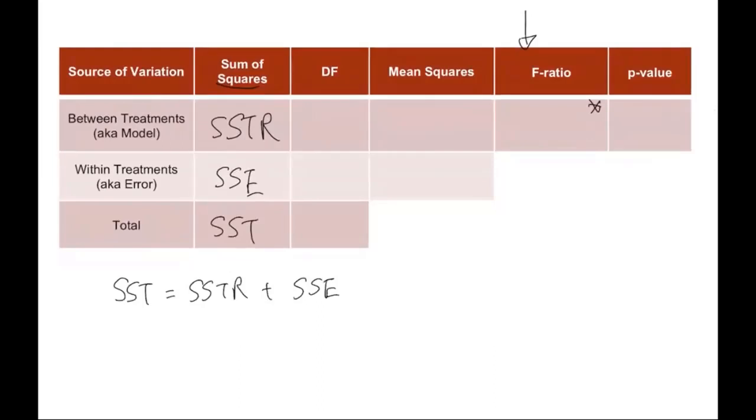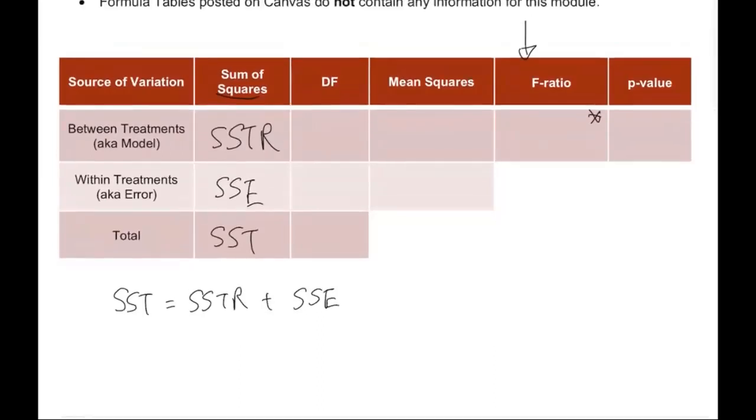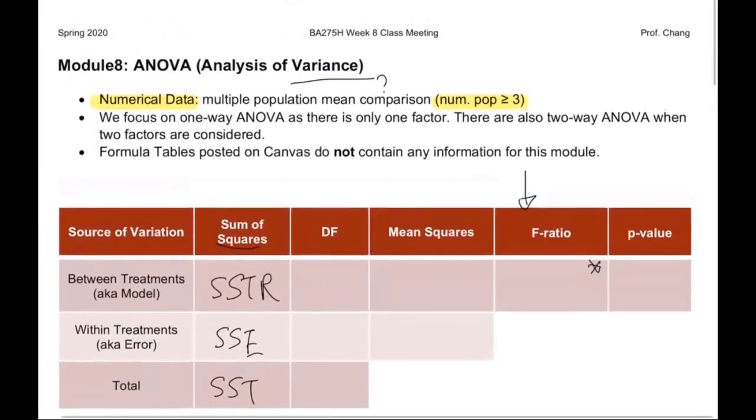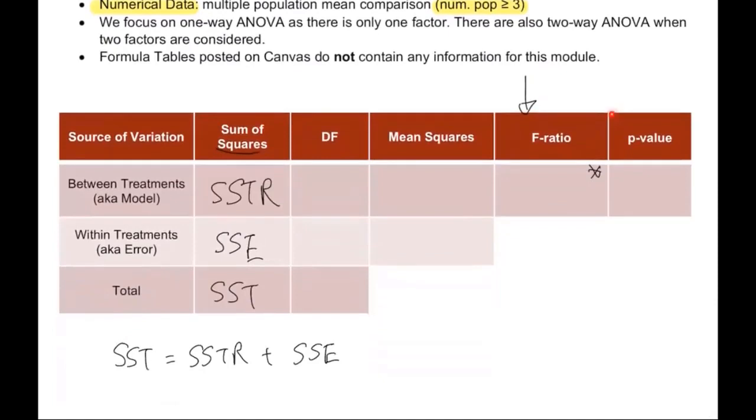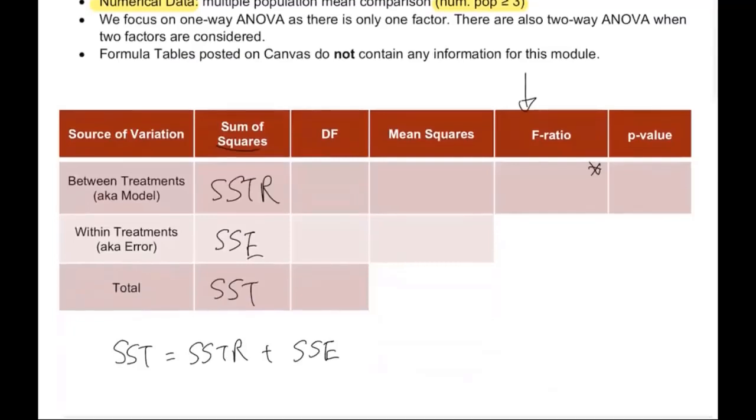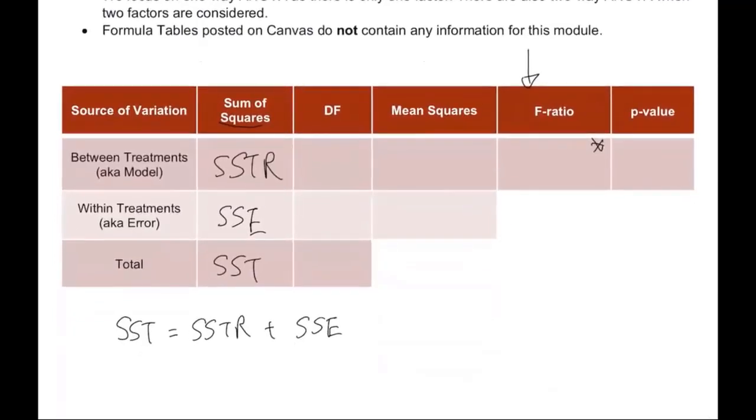What I also like to emphasize here is that, as far as this table or the ANOVA test is concerned, the formula tables posted on Canvas do not contain any information for this module. Remember, you can bring a note card for your final exam, or use one when working on assignments. You definitely want to make sure whatever information we're talking about today is placed on your note card. At least you have to be able to find it. Otherwise, you can also memorize everything.